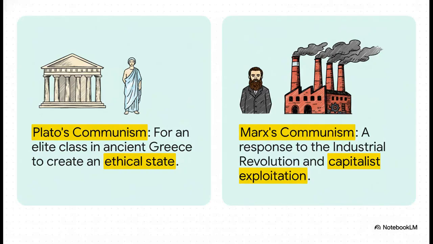And this is a fantastic example of what I'm talking about. Just take the word communism. On one side, you've got Plato, back in ancient Greece. His idea of communism was for a tiny elite group of rulers, and the whole point was to create a perfectly just and ethical society. Now, jump forward a couple thousand years to Karl Marx. His communism? It's a direct response to the Industrial Revolution, to class struggle, to factories and capitalism. It's the same word, but they're talking about 2 completely, wildly different things. Why? Because the historical context is everything.